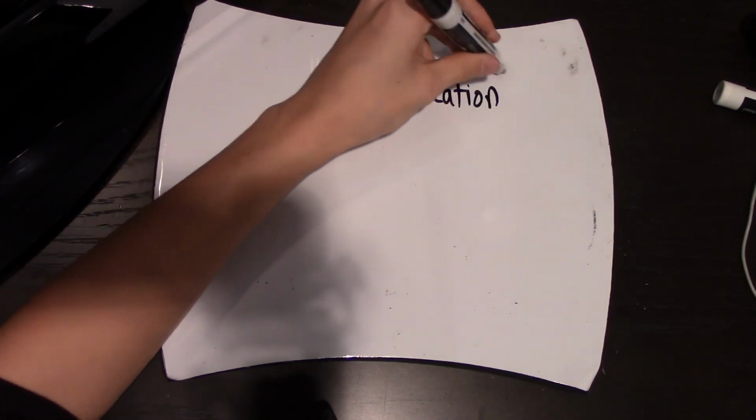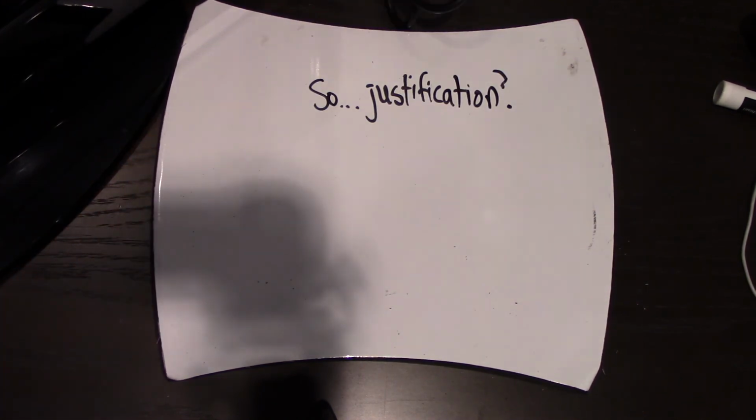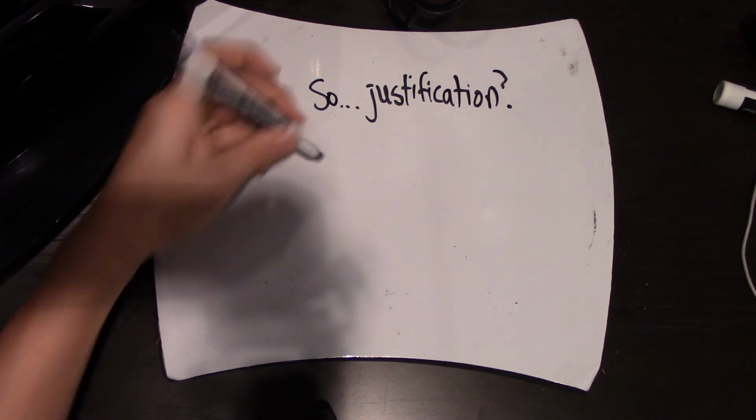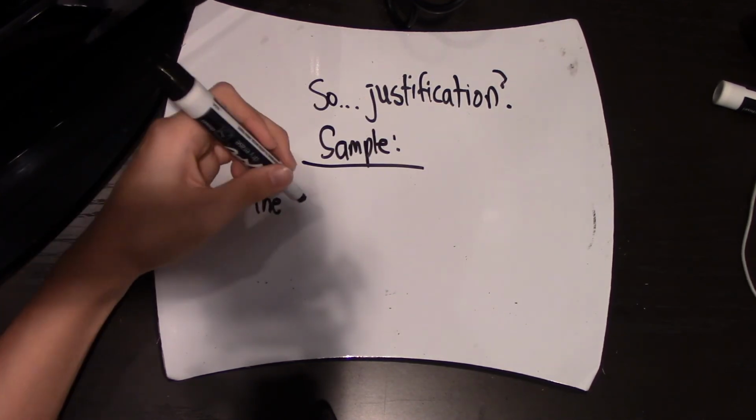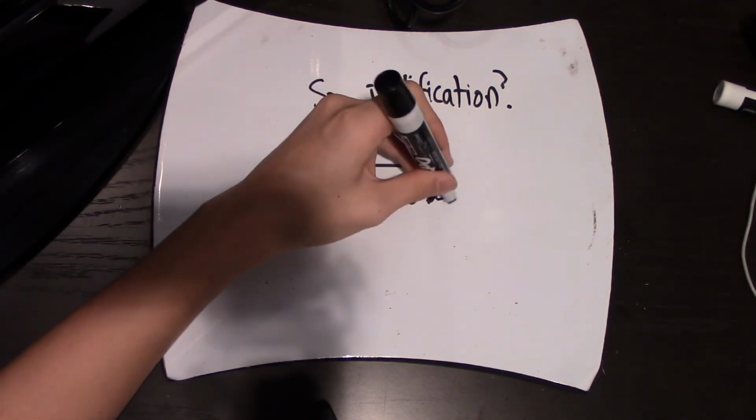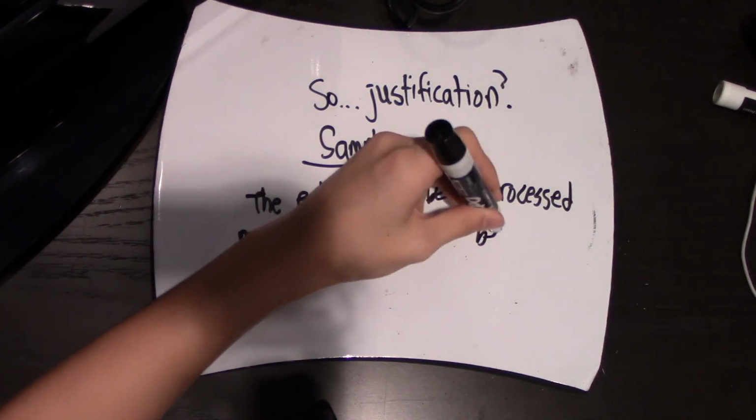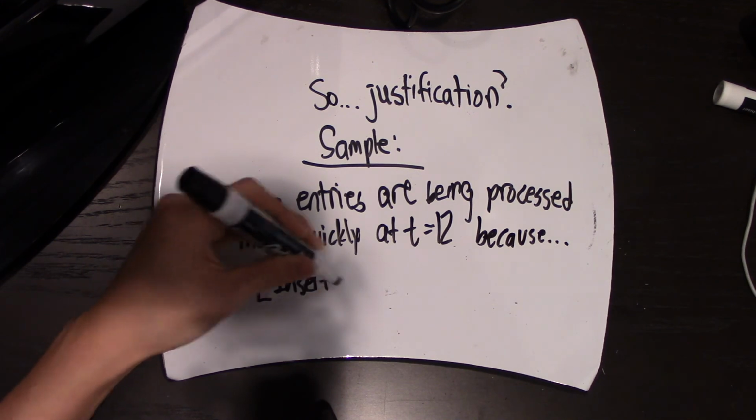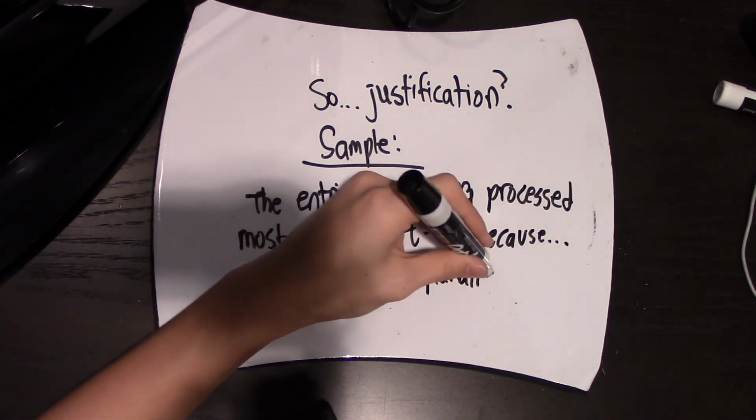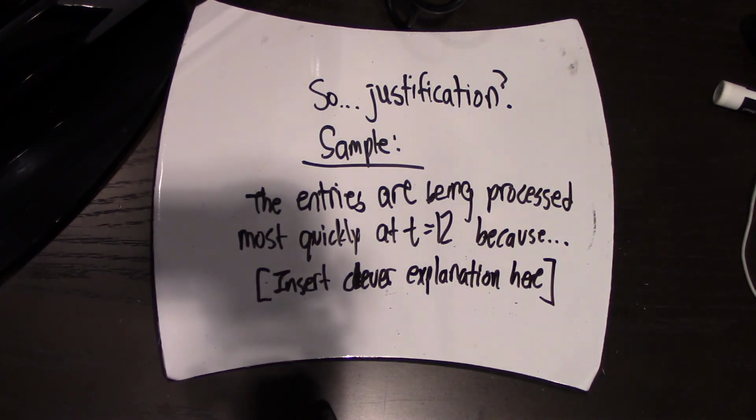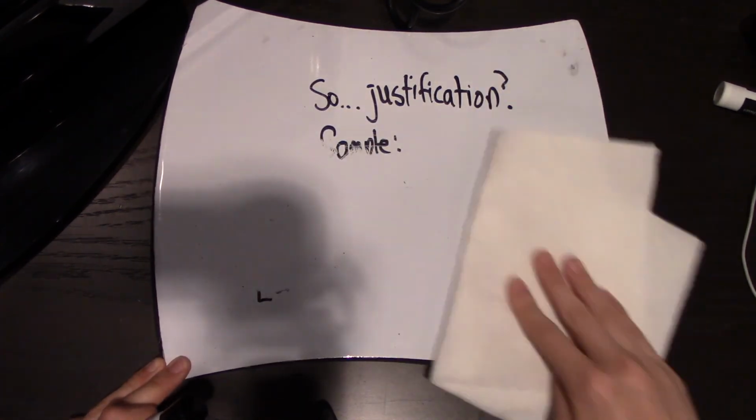The final part of the question may seem a little tricky, but don't be deterred by it. The justification part means simply explaining how you solve the problem and what the answer is in a sentence. And hey, we kind of just did that when we solved this problem. A sample method of writing your answer in a sentence would be to say that the entries are being processed most quickly at time t equals 12 because, and you can insert your explanation here.